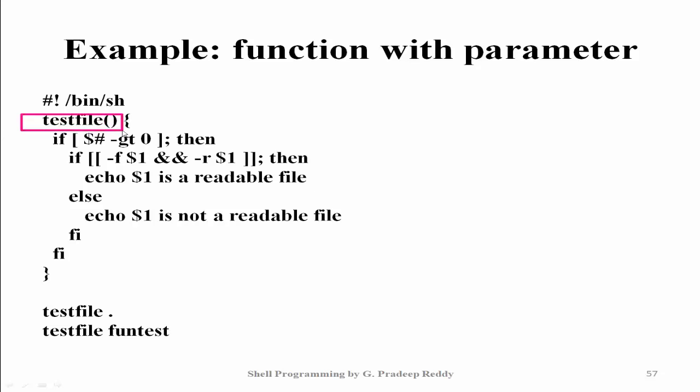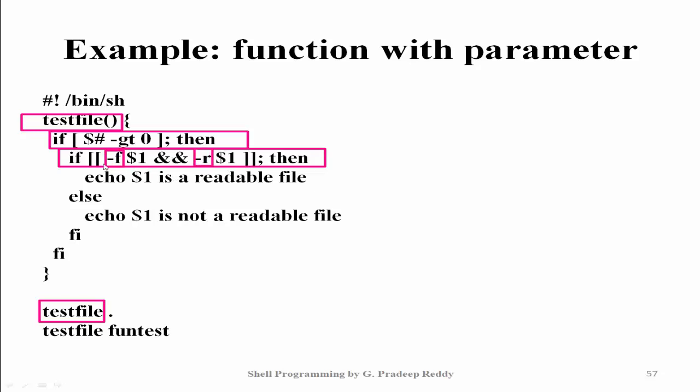Here you have specified a test file. This file will be invoked whenever you invoke the test file. So now here you are going to specify if $# is greater than 0, that is, how many arguments you are going to pass is greater than 0, then you are going to check the condition. If the argument 1 you have specified is a file, it is going to check whether it is a file or not and whether it is readable or not.